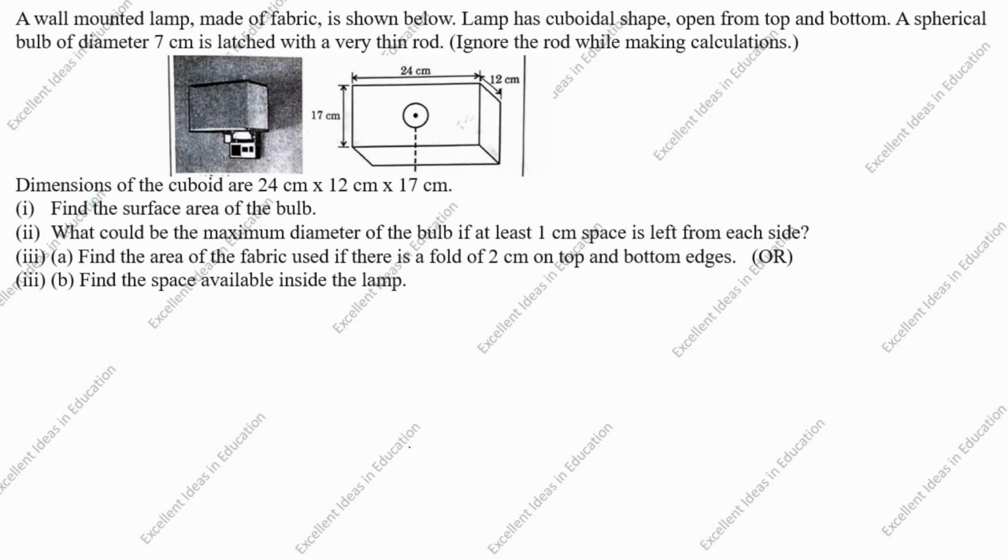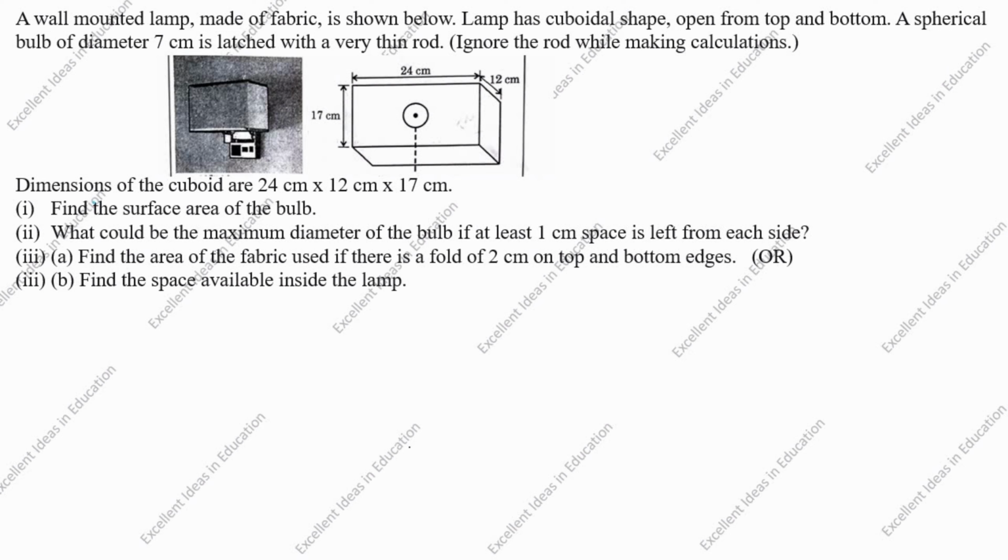Today we are going to solve this case study surface areas and volumes problem. A wall mounted lamp made of fabric is shown below. The lamp has cuboidal shape open from top and bottom. A spherical bulb of diameter 7 cm is latched with a very thin rod. Ignore the rod while making calculations. Dimensions of the cuboid are 24 cm into 12 cm into 17 cm.